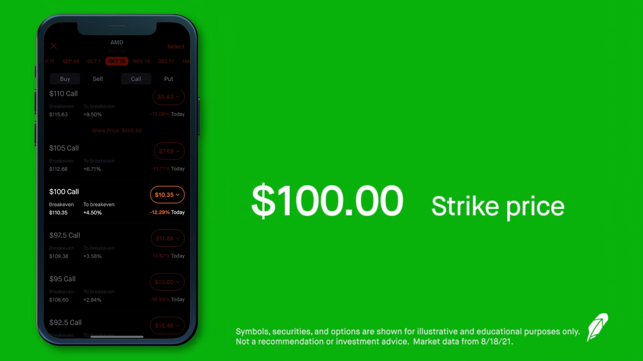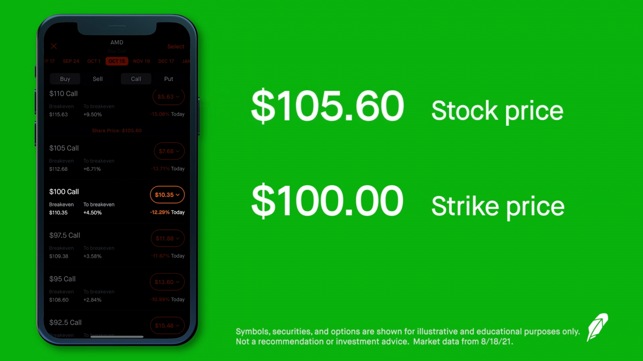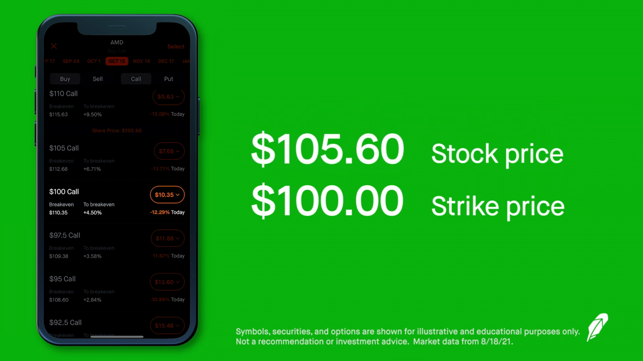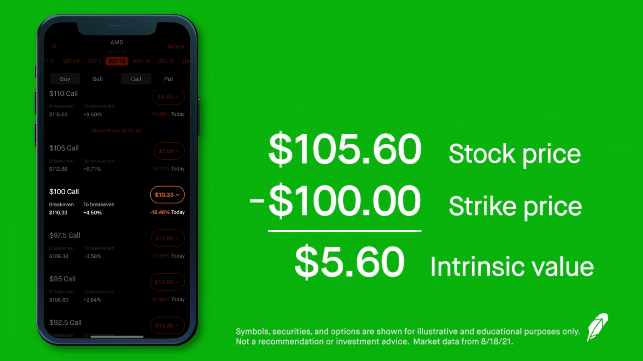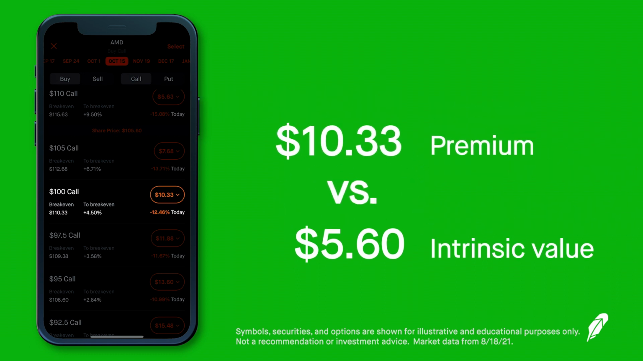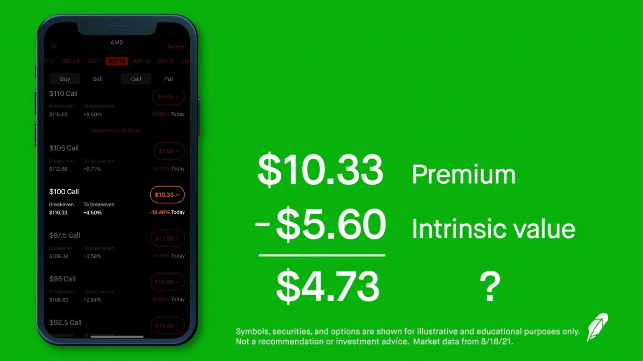100 is our strike price. Share price is 105.60. The in the money amount for this $100 call is about $5.60 right now. But you notice the premium is at $10.33. So there's obviously a larger gap there. It's trading at more than the intrinsic value. So what is all that extra premium? That's going to be the extrinsic value, which is also the time value associated with this contract in the market.